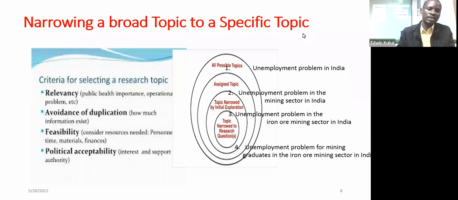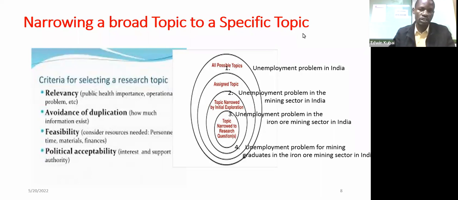So you must ensure that for what you're looking at, you have enough resources, and you do a budget. Draft a budget that is reasonable within your capacity that can help you accomplish the task at hand. Political acceptability is also very important. Interest and support of authority is a factor that you must also look at. Which study are you doing? Is it affecting the political aspect of the country? How are you going to handle that?